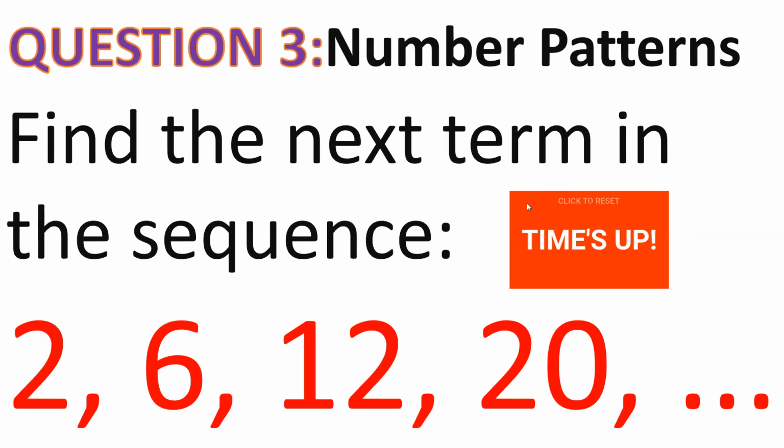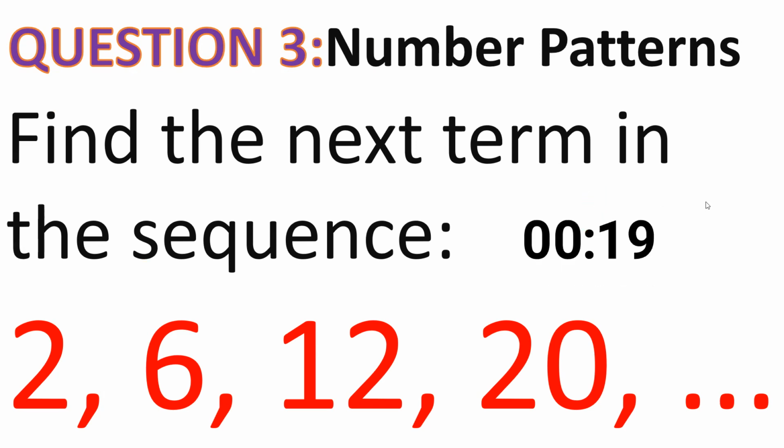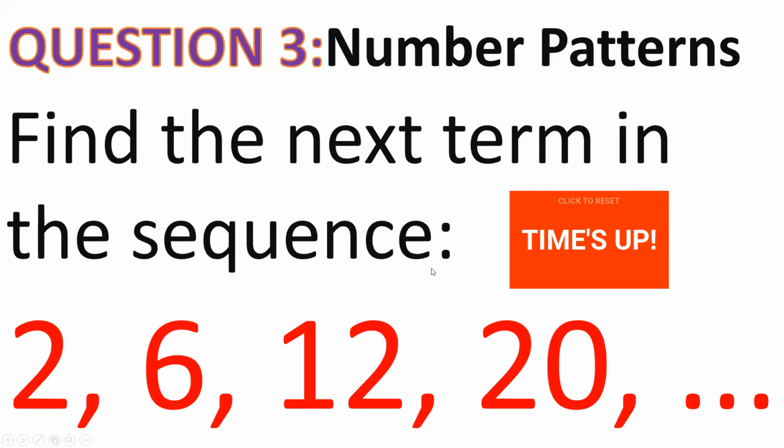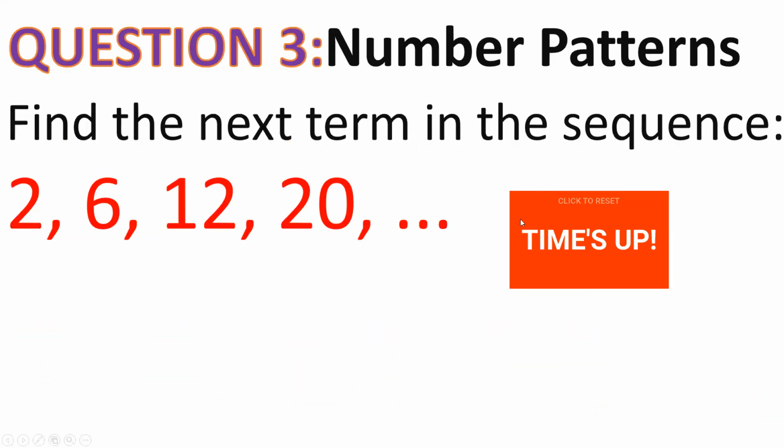Question 3, what they said, we have numbers 2, 6, 12, 20. What's next? They're asking you what is next. We are using, in order, of course, we have a rule. So you should get that rule. Five seconds for question 3. All right, time's up. So let's see how we are going to get our answers.